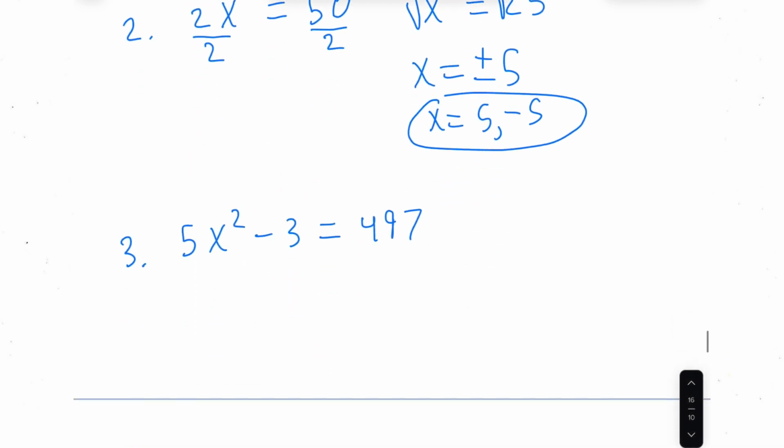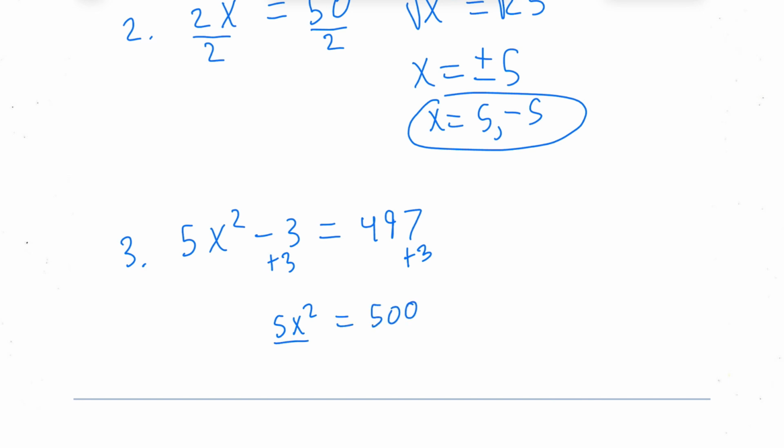So in this example, in addition to this coefficient, there's also a constant here. In order to solve this, we're going to solve it like any other equation, and we're going to get x squared on its own before we take the square root. Subtract 3 from both sides, and we get 5x squared is equal to 500.